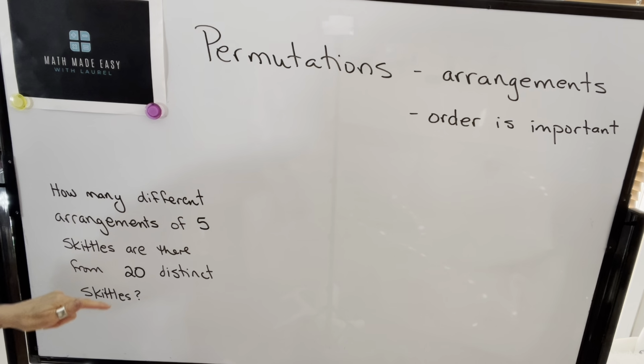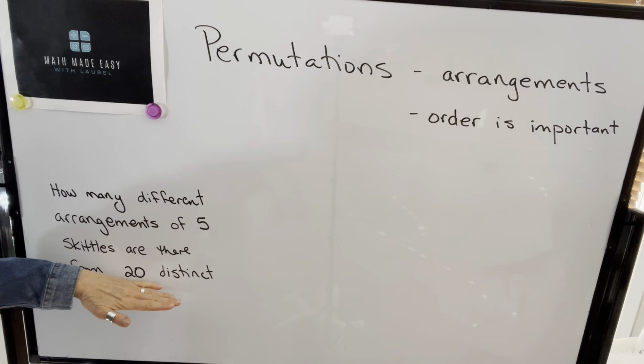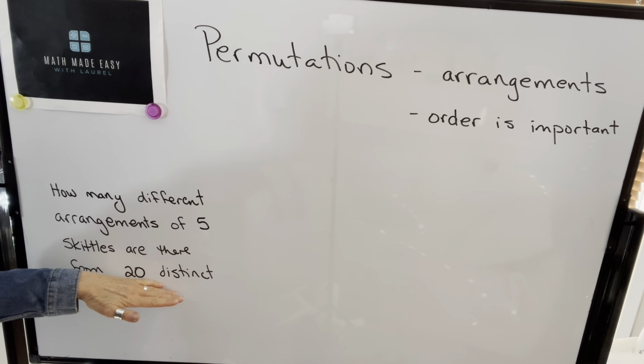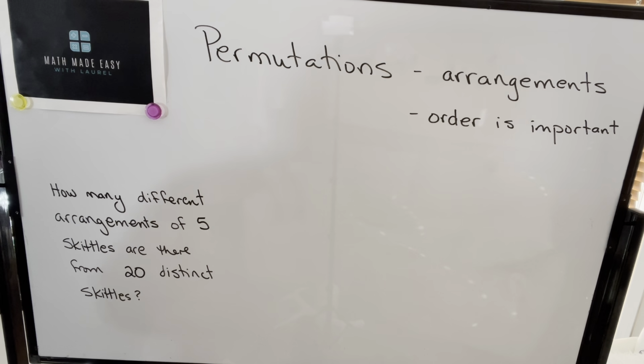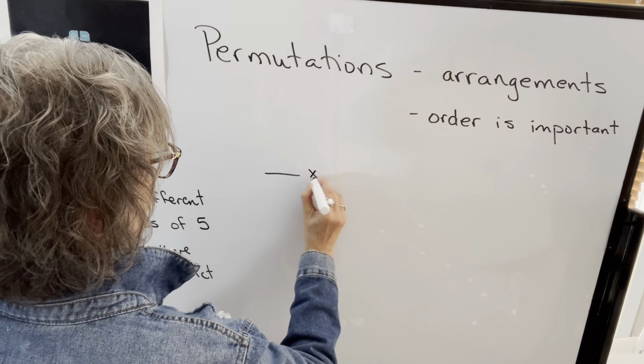It doesn't matter what our numbers are. Let's say we have 20 different colors of Skittles, and I'm going to choose 5. I want to know how many different arrangements there are of 5 out of those 20. So I'm going to indicate my 5 Skittles.